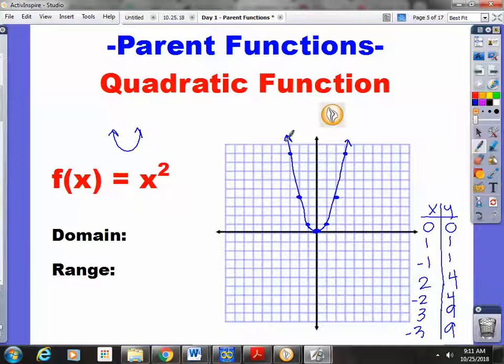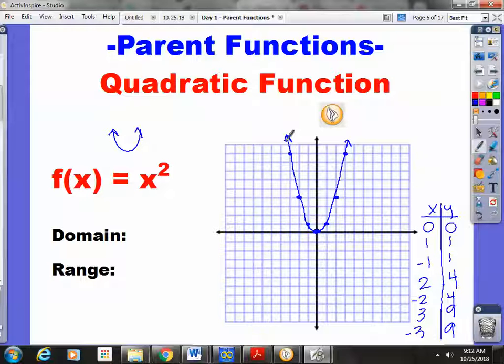But I want you guys to be able to come up with these points immediately. I don't want you to have to think too hard about it. You know 0 squared is 0, 1 squared is 1, negative 1 squared is 1. I want you to be able to plot these points. And 3 points is not enough on this. You're going to need more than that.